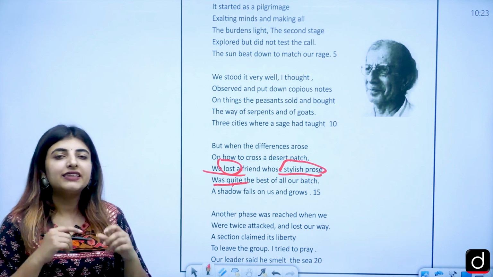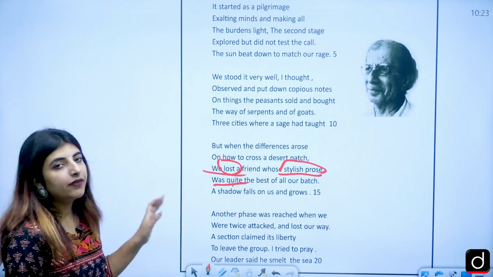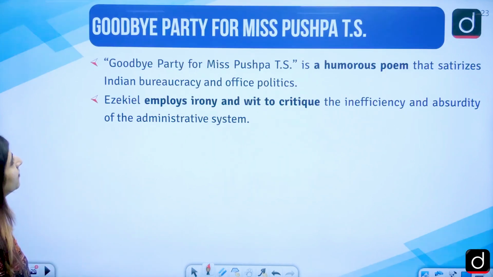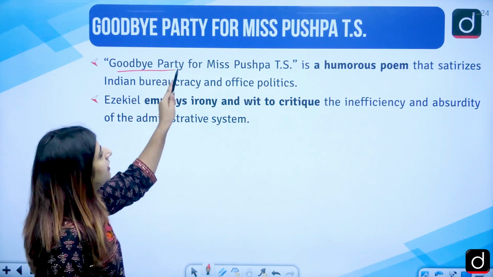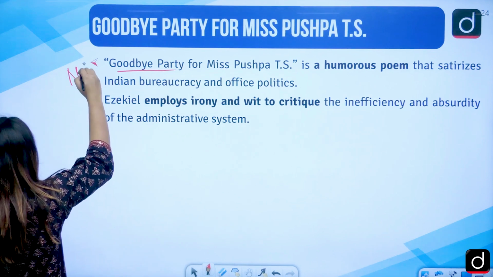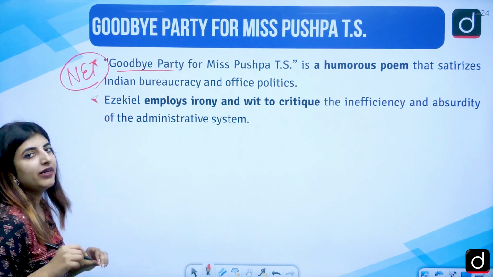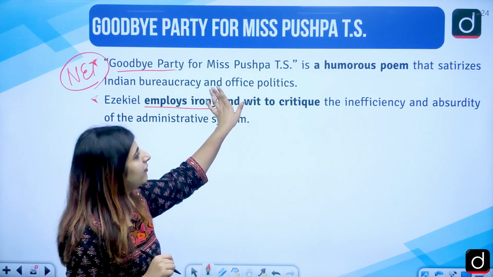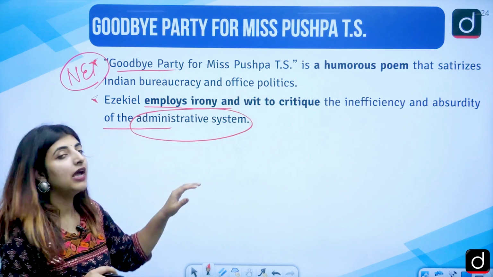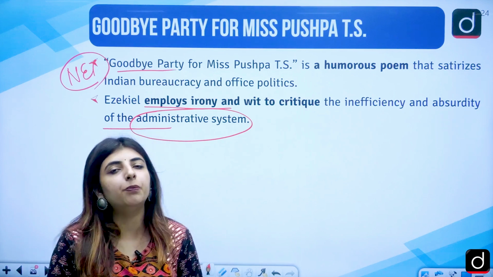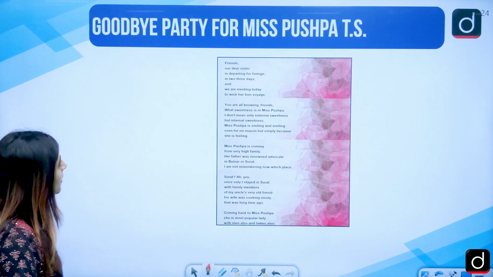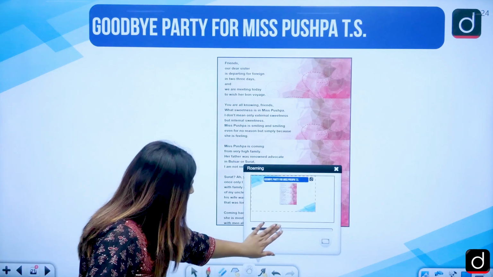So this is some excerpt from the poem, which is Enterprise, correct? So we see it here. Next is Goodbye Party for Miss Pushpa T.S., humorous poem. Time and again have been asked in the NET examination, in Match the Following even. Employs irony and wit to critique the inefficiency and absurdity of the administrative system and how it has peeped into the people who are living in India. Correct? So we're going to read it here as well.